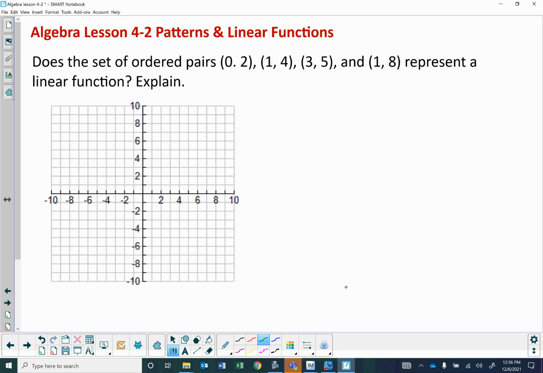Now let's look at a set of ordered pairs. Does the set of ordered pairs (0, 2), (1, 4), (3, 5), and (1, 8) represent a linear function? Explain. Well, let's find out. Let's graph these. (0, 2).